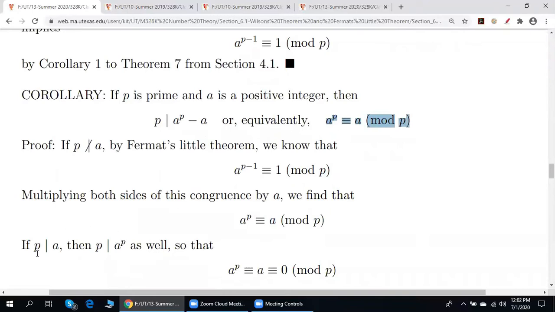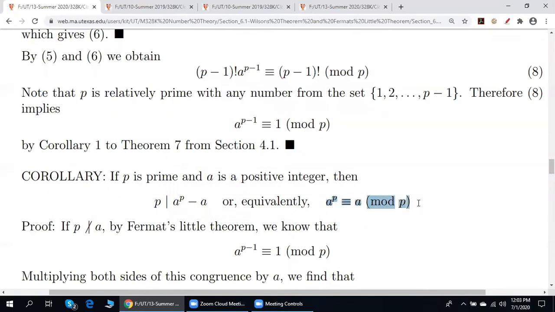Case 2. Suppose P divides A. If P divides A, of course, P divides A to the P's power. This means A is congruent to 0 modulo P. It's exactly what is written here. This means A to the P is congruent to 0 modulo P. Since both A to the P and A are congruent to 0 modulo P, A to the P is congruent to A. And we get the same result again.